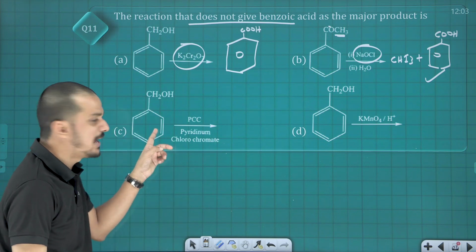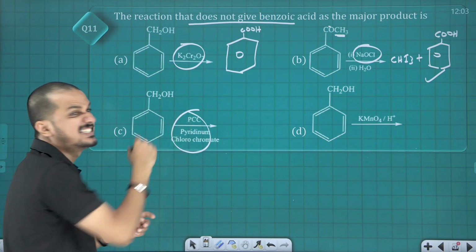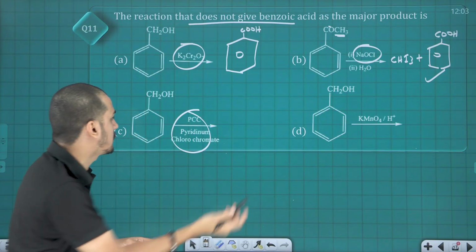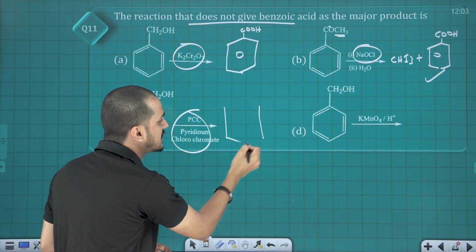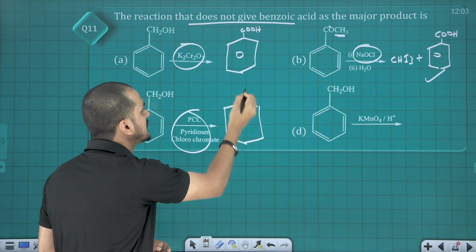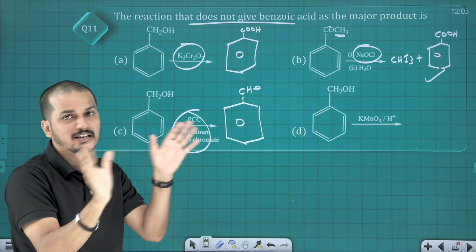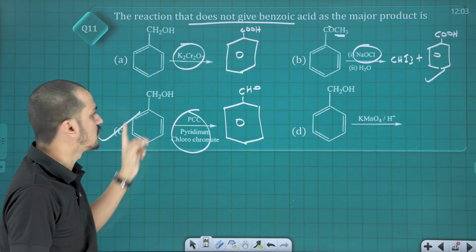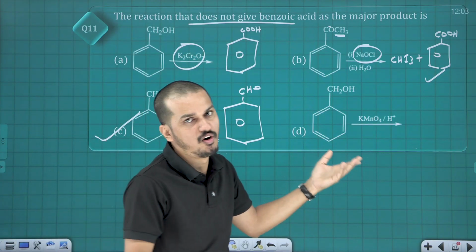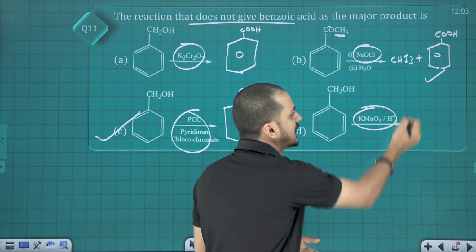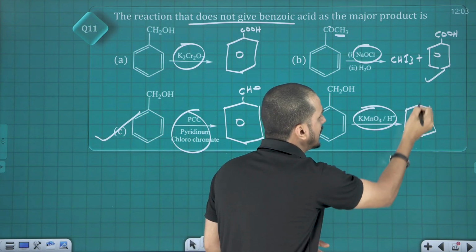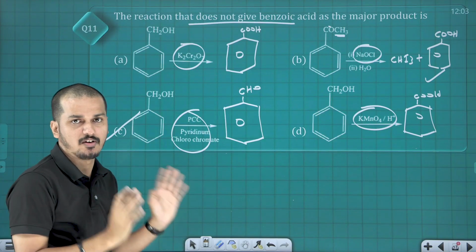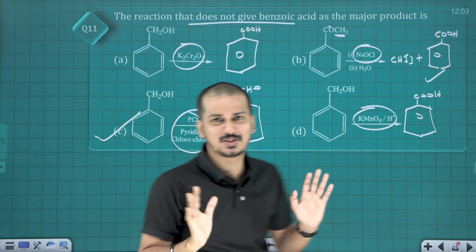What about the next one? Benzyl alcohol, you are taking PCC. Pyridinium chlorochromate is a weak oxidizing agent. It will give you benzaldehyde, not benzoic acid. So the option which does not give benzoic acid is option C. What about D? Of course, KMnO4 is a strong oxidizing agent. It will oxidize, so it will become COOH. So the answer is C. Okay. Ready, guys? Got it? Yes or no?